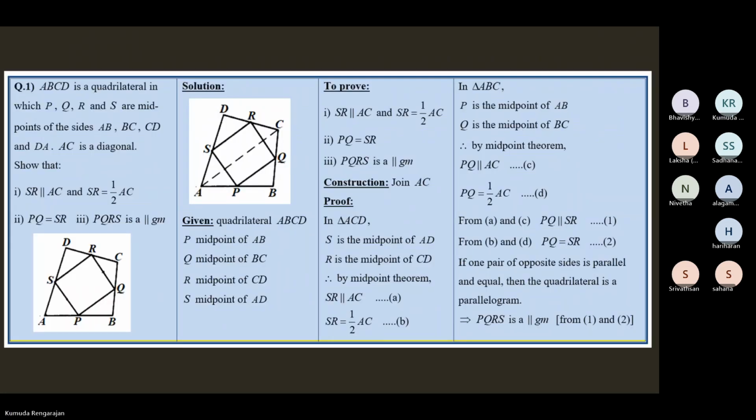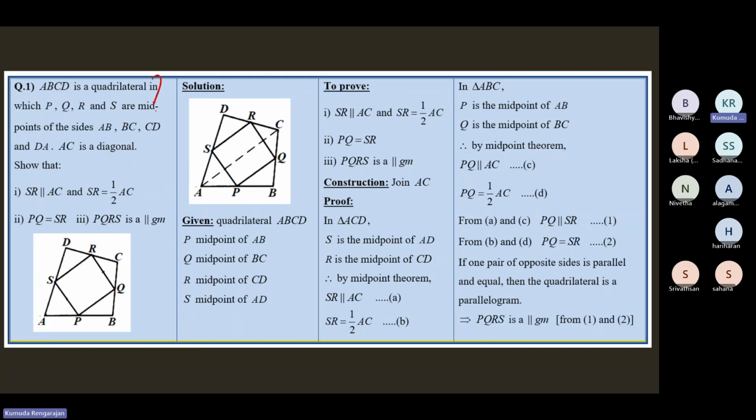Children, let me just read through the proof again for you. So this is the question given. You need to start off like this. Whenever it's a proof, write down what is given, what is to be proved, construction, and other things. So this is the order: given, to prove, construction, proof.